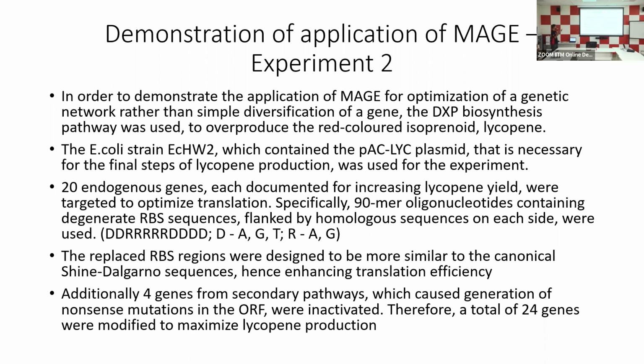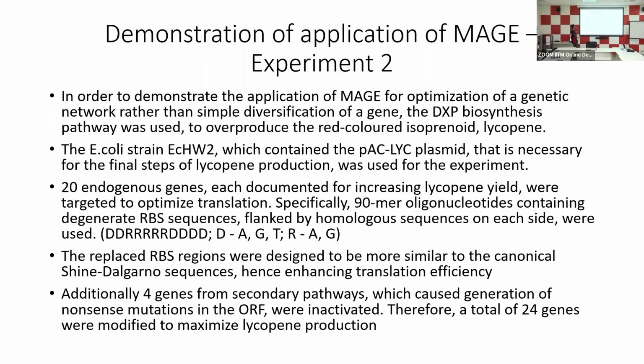They use the strain ECHW2. It contains a plasmid that is necessary for the final steps of lycopene production. There are 20 endogenous genes, each documented for increasing lycopene yield, which were targeted to optimize translation. Specifically, they used 90-mer oligonucleotides containing degenerate RBS sequences.